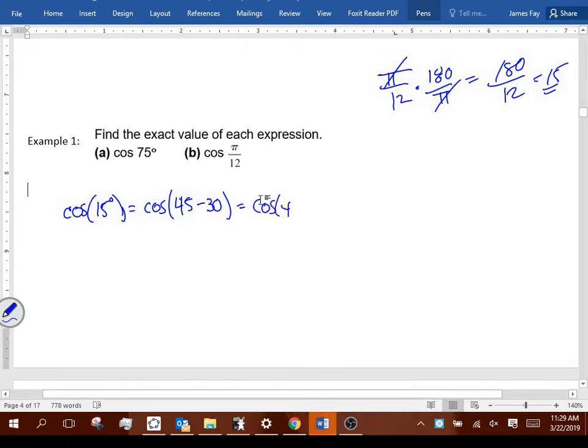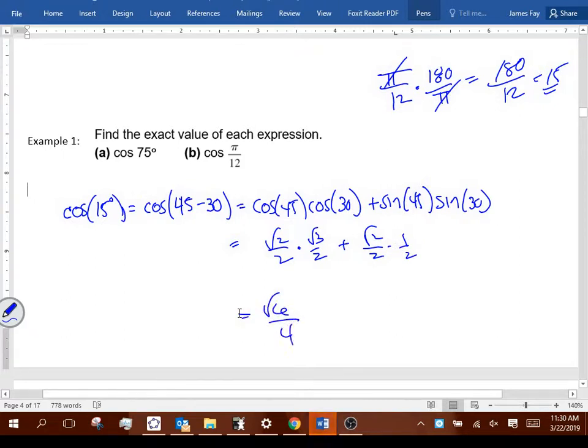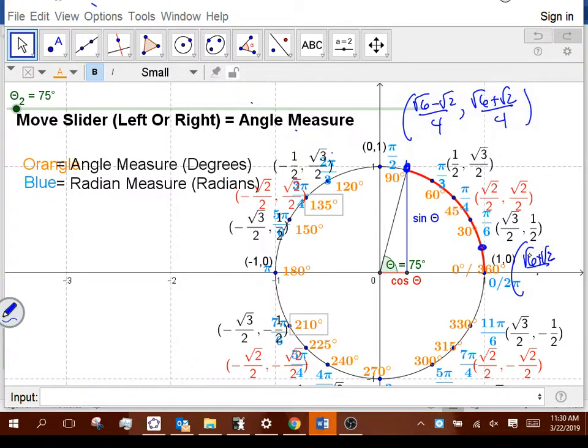So now we just go cosine 45, cosine 30, plus sine 45, sine 30. We go through and evaluate cosine 45, radical 2 over 2, cosine 30, radical 3 over 2, and we get radical 6 over 4 plus radical 2 over 4, right? And that's the cosine of 15 degrees right here. So if I was to write an ordered pair, it'd be radical 6 plus radical 2 over 4, right?